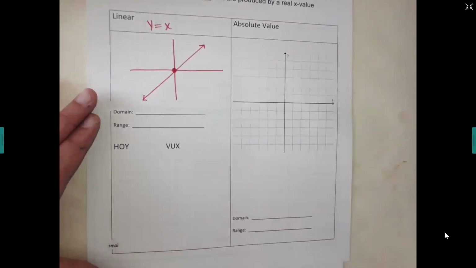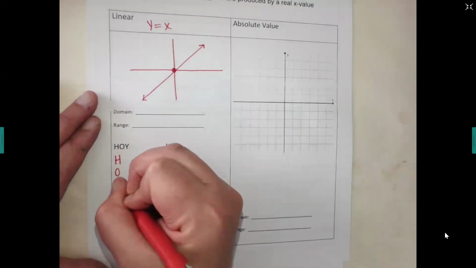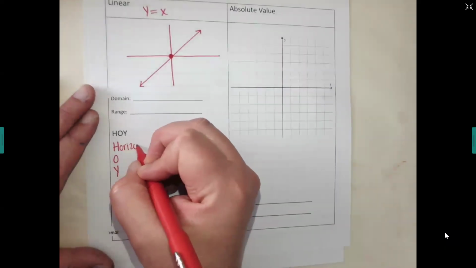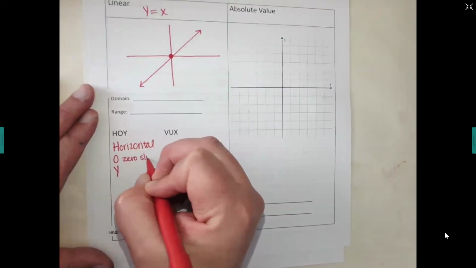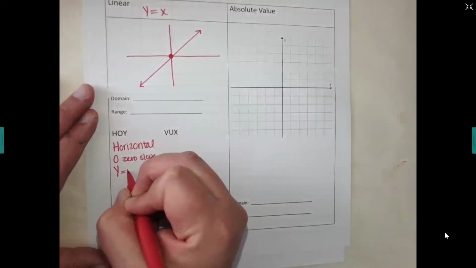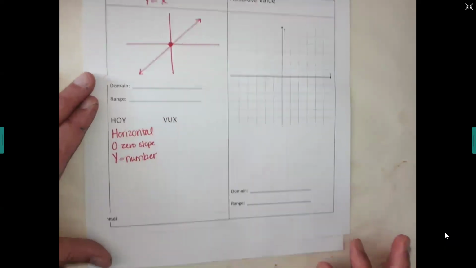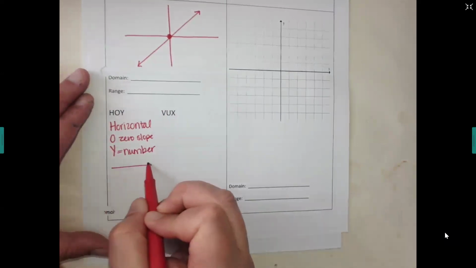So Hoy, do you remember what the H was? Horizontal. So HOY is horizontal with a 0 slope, and then it's y equals a number. If you want to give yourself a visual for that, horizontal should be perfectly flat across like that.